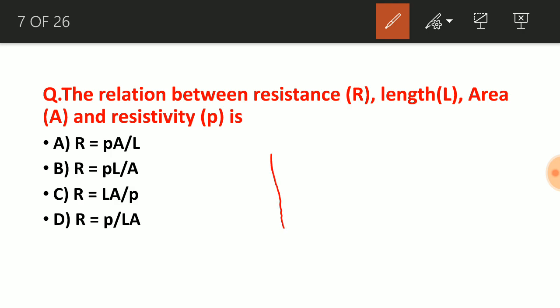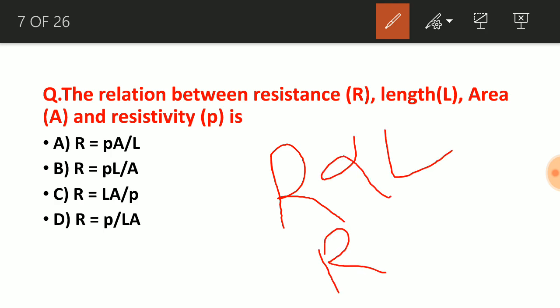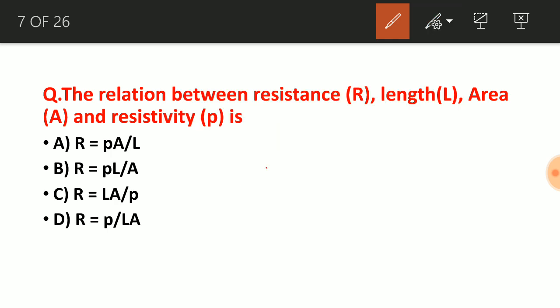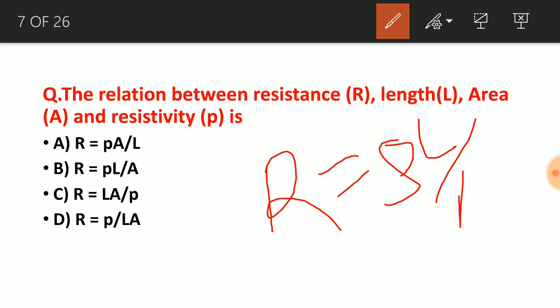We know that resistance of a wire is directly proportional to length and inversely proportional to area. On arranging them, we will get resistance is equal to rho L by A. Here this rho is called resistivity.